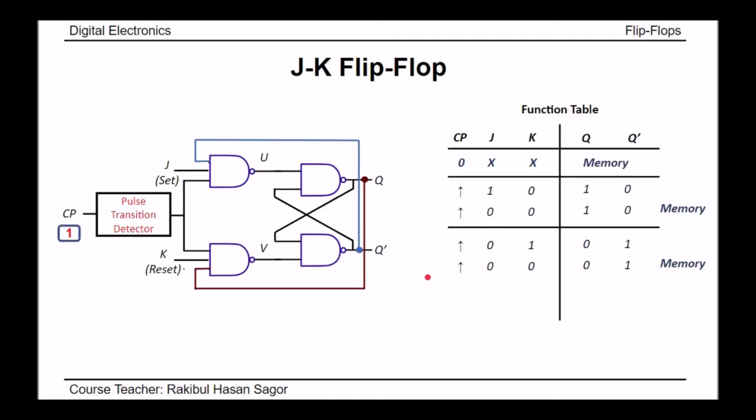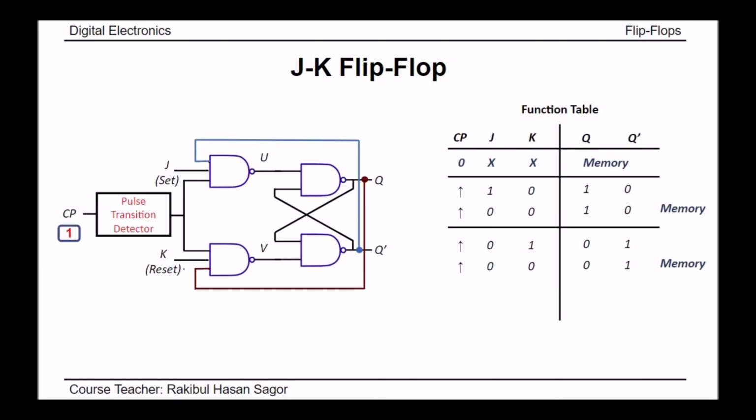Now if you can recall, for our SR flip-flop case, when S equal to 1, R equal to 1, set equal to 1 and reset equal to 1, the output was invalid. I believe all of you can recall. One of the unique features of the JK flip-flop is that when we have J equal to 1, K equal to 1, output is not invalid. So we'll see what will happen when you provide J equal to 1 and K equal to 1.